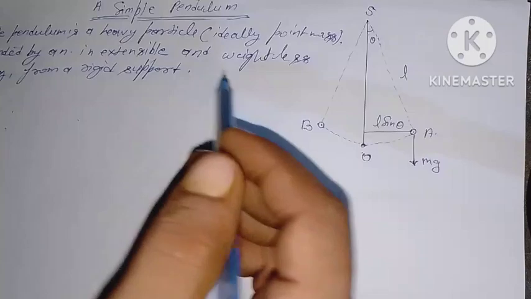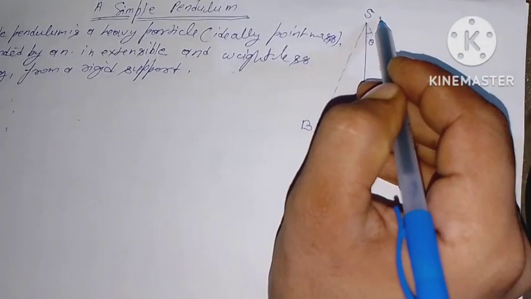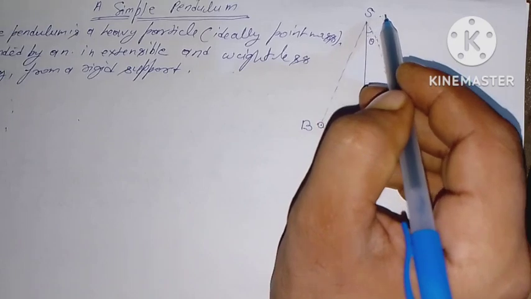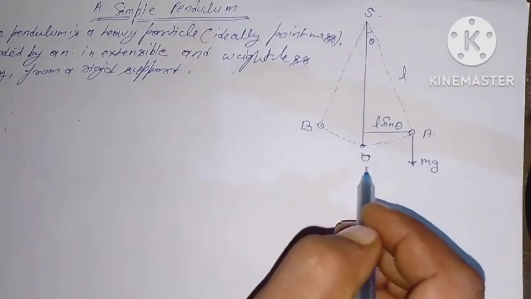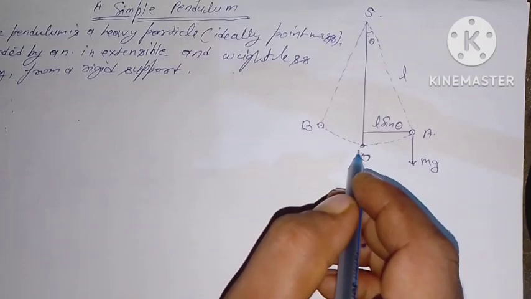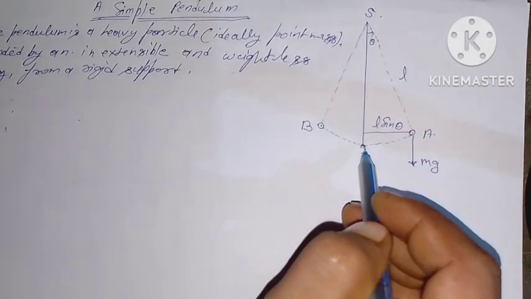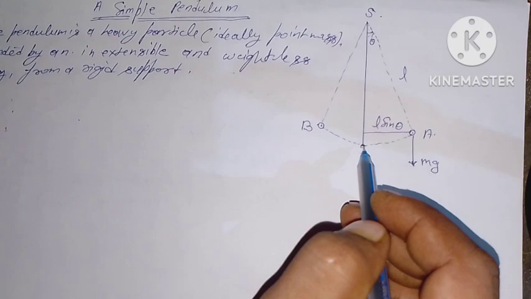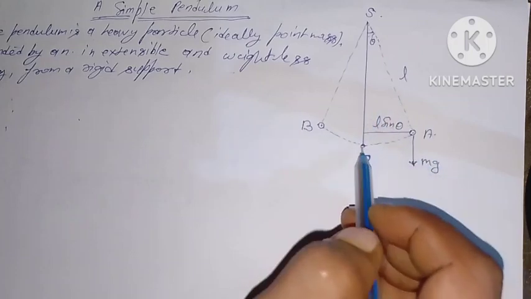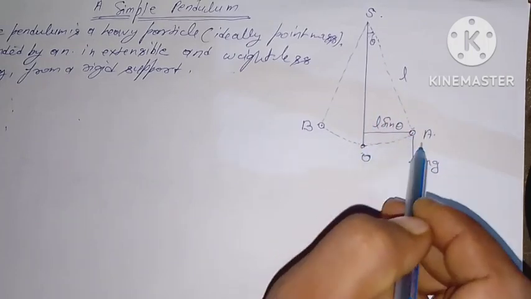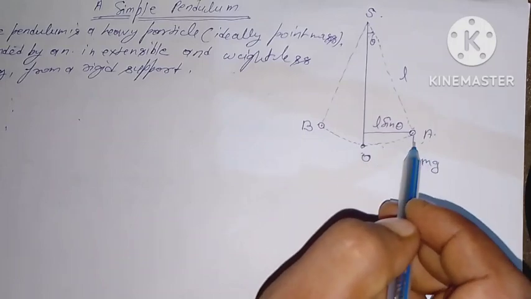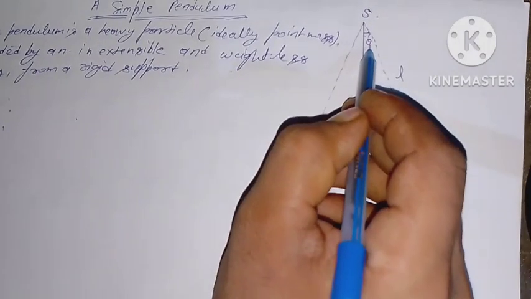Let S be the point of suspension, and O be the mean or equilibrium position of the pendulum, that is the bob. Suppose the bob is displaced through an angle theta.